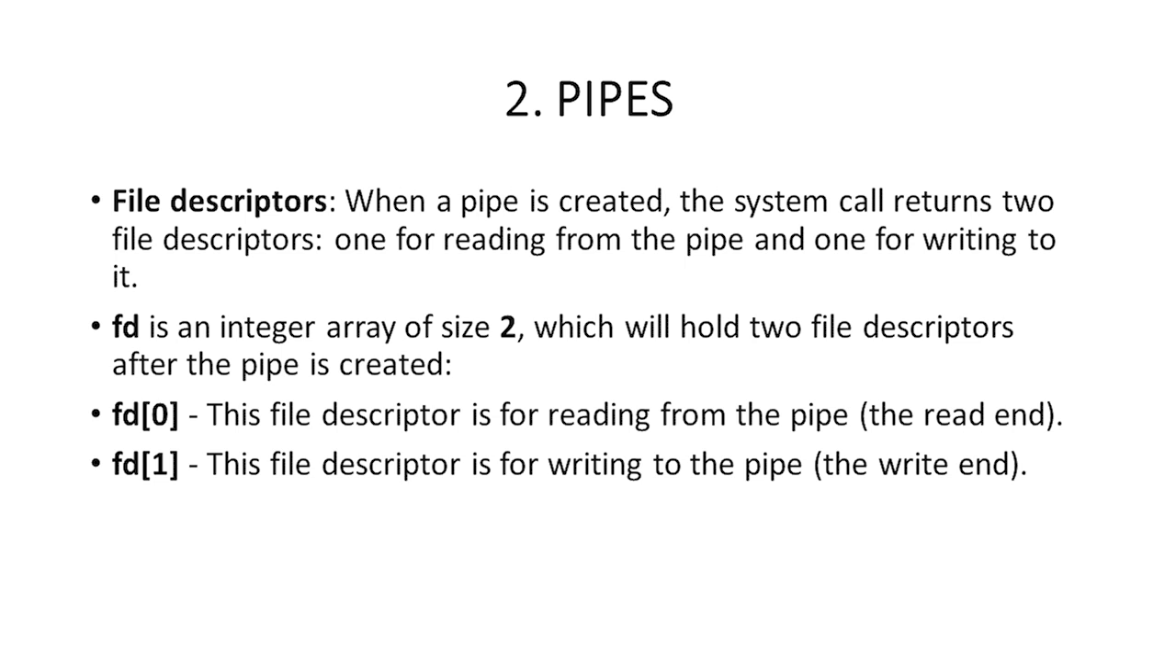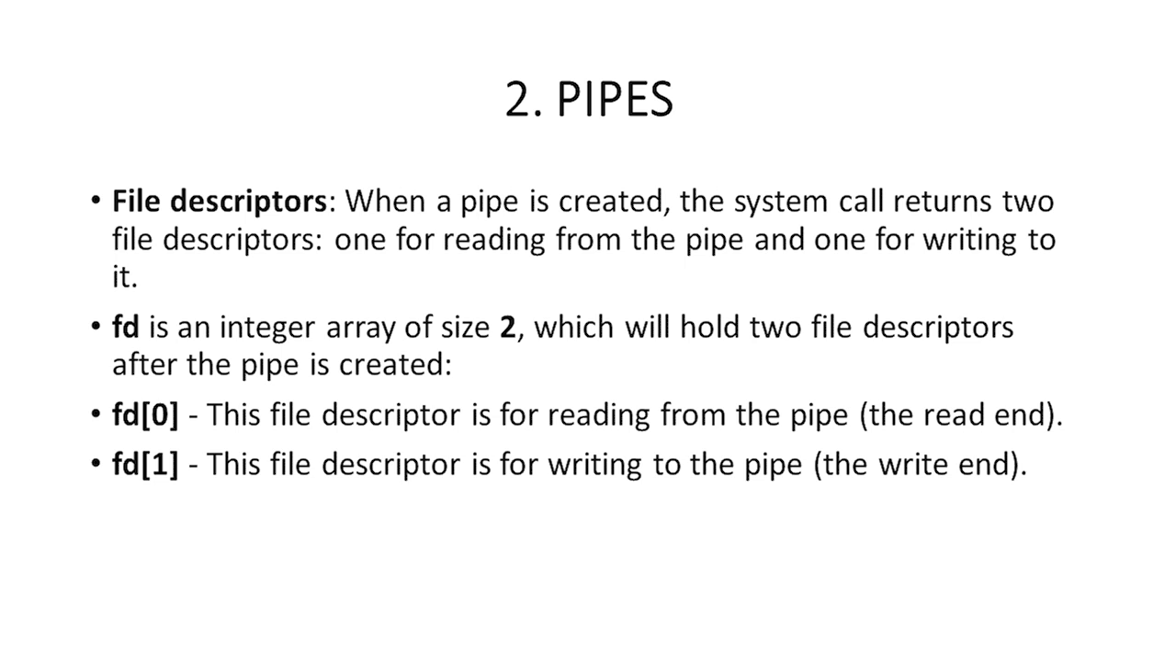When a pipe is created, the system call returns two file descriptors, one for reading from the pipe and another for writing to the pipe. fd is nothing but an array of size 2, which holds two file descriptors after the pipe is created.